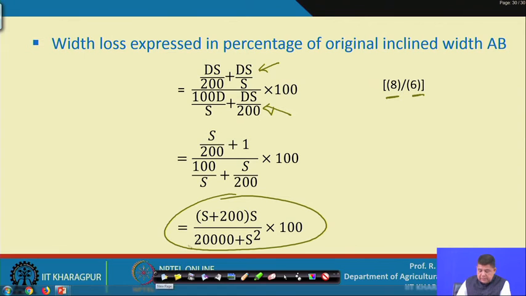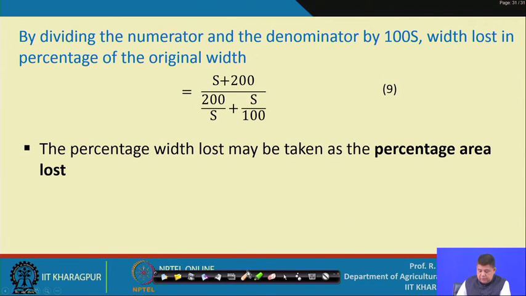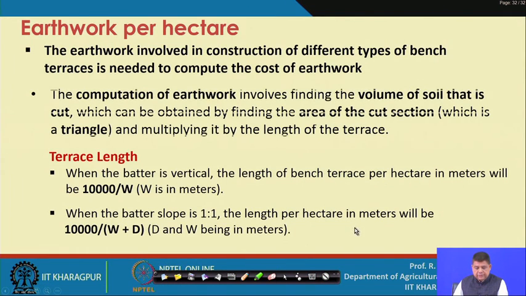this, and then if we divide both numerator and denominator by 100 S in this case, then this is what the resultant value will be. So, the percent width lost in percentage of original width is this, and the width lost may also be taken as the percentage area lost, because it is a unit length we are considering. So, this is how, if a 1:1 riser slope is there, this is the total cultivable area that is lost because of the terraces.